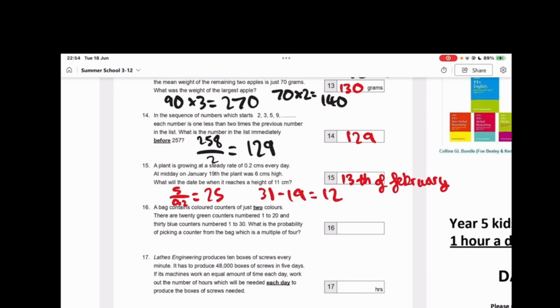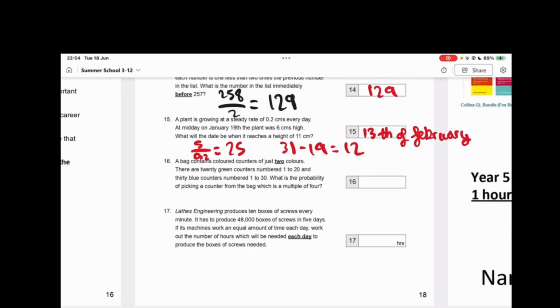So then, question 16. A bag contains coloured counters of just 2 colours. There are 20 green counters numbered 1 to 20, and 30 blue counters numbered 1 to 30. What is the probability of picking a counter from the bag which is a multiple of 4? Okay, so we know that there are 2 colours: 20 green, numbered 1 to 20, and 30 blue. And now we're looking at the probability that it's a multiple of 4.